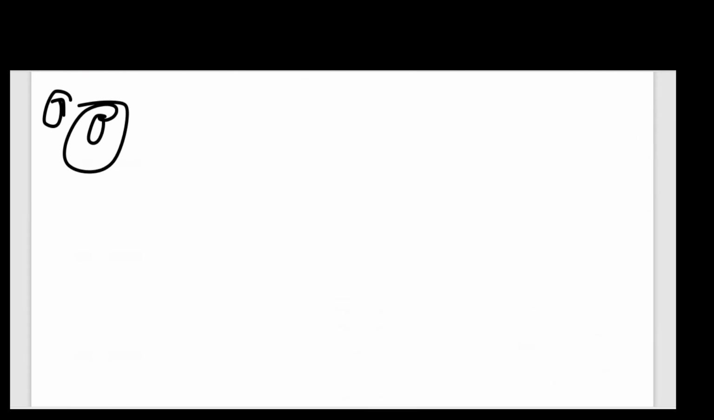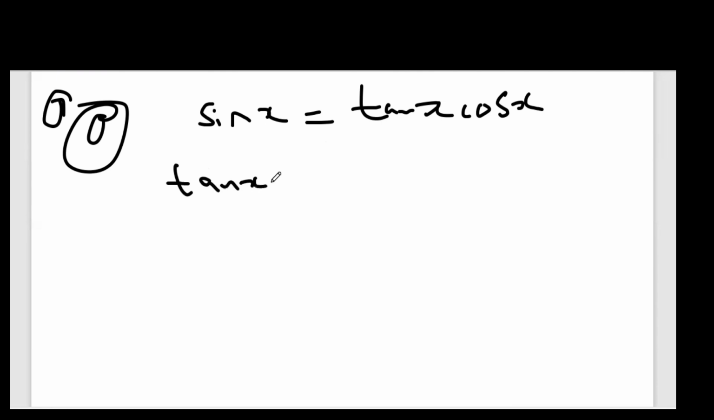I have sine x is equal to tan x cos x. The funny thing about proving identities is that you always have to select the part that looks more complicated, and then you simplify it to get the other one. Here I have the sine, and there I have the tan x cos x. So I'm going to choose this one because it looks more complicated, right?